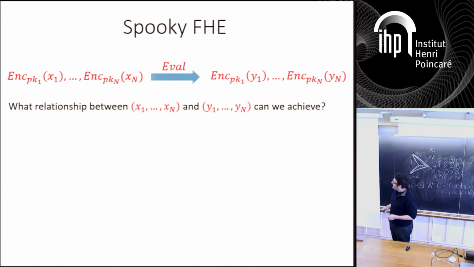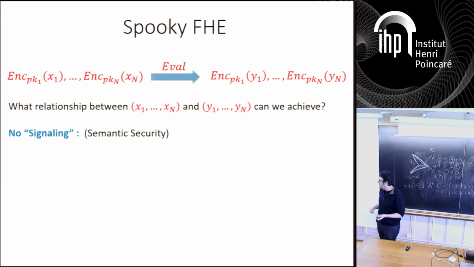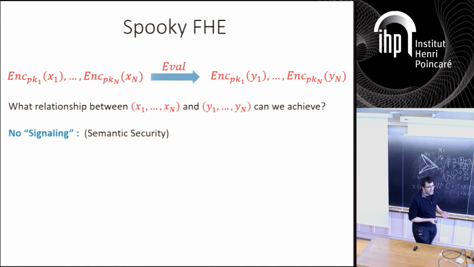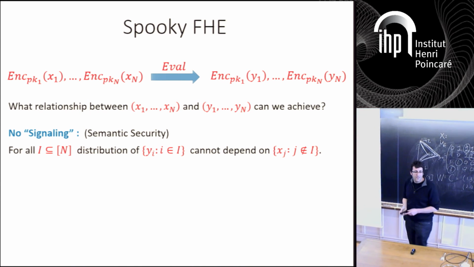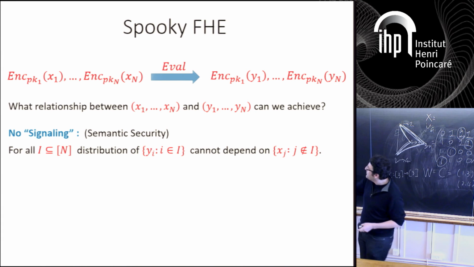If you start thinking about it, one thing you'll notice very easily is that the relationship has to satisfy something called no signaling, which means that, for example, y1 should not depend on, let's say, x2. Because if it did, you're breaking semantic security. Without having the secret key for party 2, party 1 would be learning something about x2. In fact, more generally, any subset of the yi's cannot depend on the xj's that are not in that set. So this is called no signaling. You cannot transfer information from one set of public keys into a disjoint set.